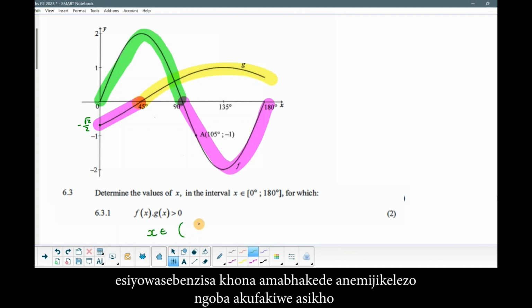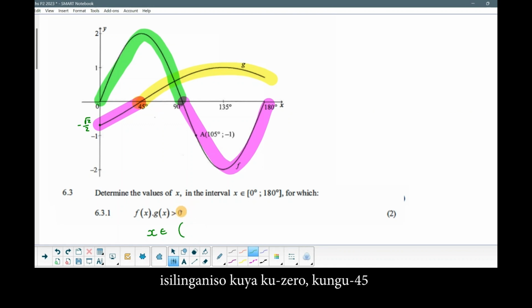We will use round brackets because it's not including. We don't have equals to 0. It's from 45 to 90, excluding those degrees.